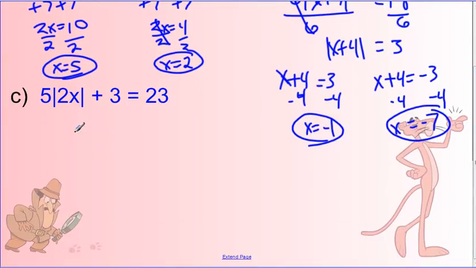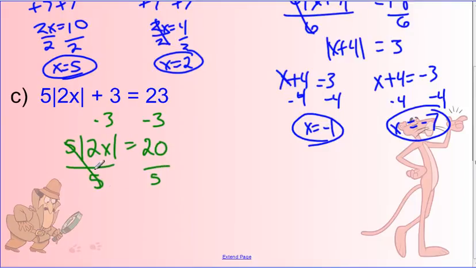Okay, let's see how we did. Let's start by, we would subtract 3 on both sides. This is 20. Divide by 5, divide by 5. These cancel. Absolute value of 2x equals 4. Now the absolute value is by itself. Hopefully you don't have sloppy handwriting, don't think of this as 12x. Now, absolute value of 2x equals 4.